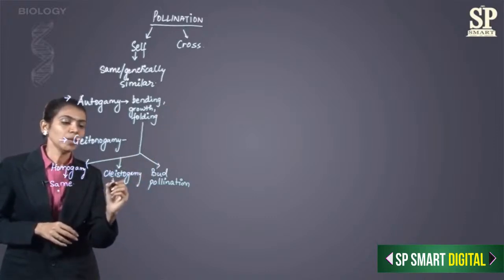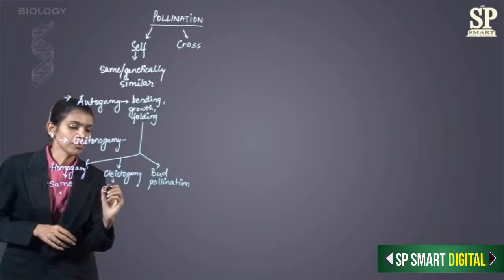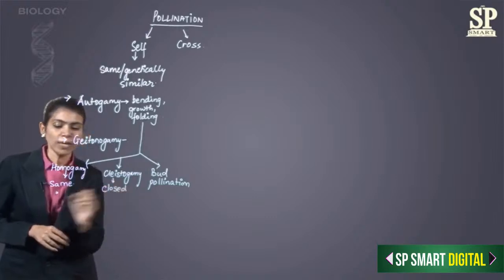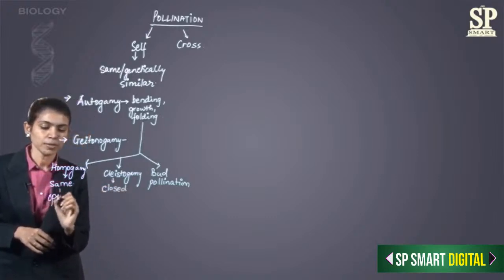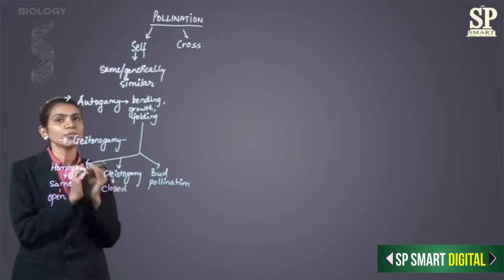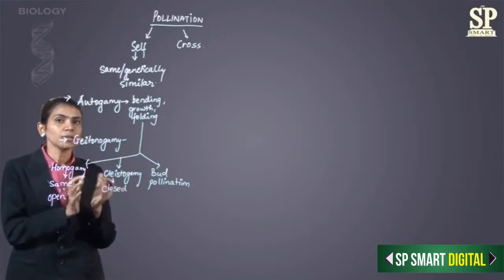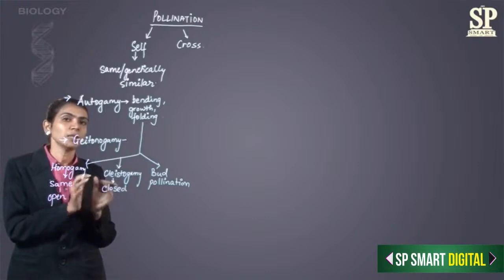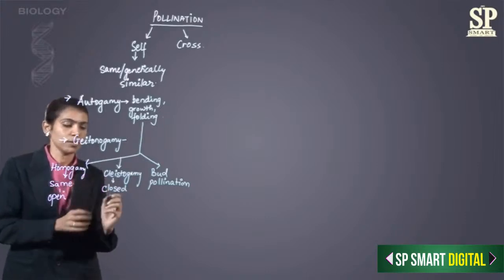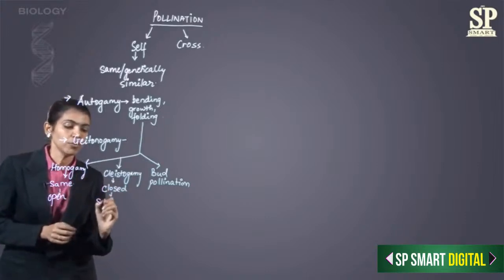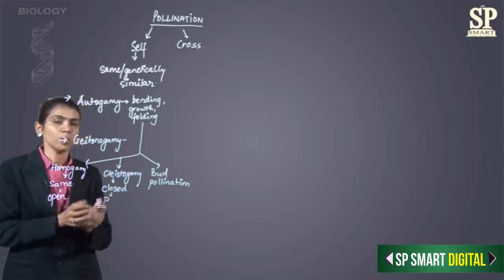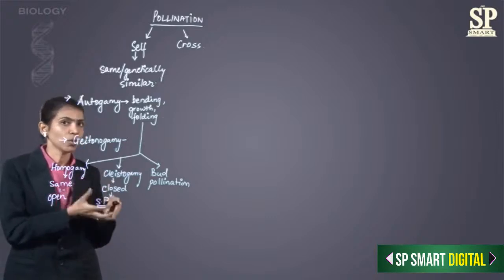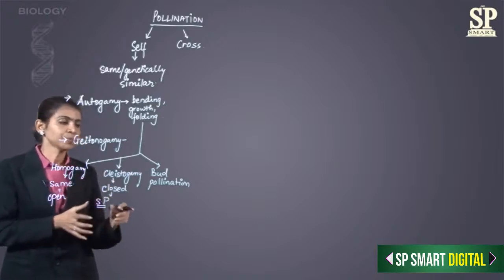In cleistogamy, this is occurring in closed flowers. Homogamy occurs in open flowers. Cleistogamy occurs when the flower is closed. So the chances of self-pollination are very high. Only self-pollination can take place in a closed flower. So only self-pollination can occur over here. The pollen grain has to be deposited onto the stigma of the same flower.